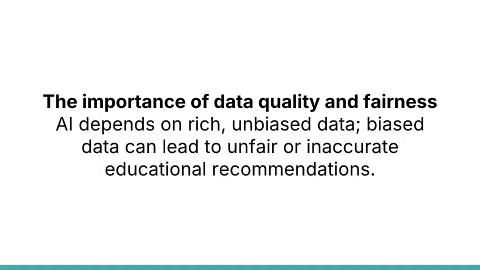That's a critical point. I've seen cases where algorithms inadvertently favor certain groups because their training data was skewed, say more data from urban students than rural ones. That means the AI's understanding of learning patterns may not generalize.